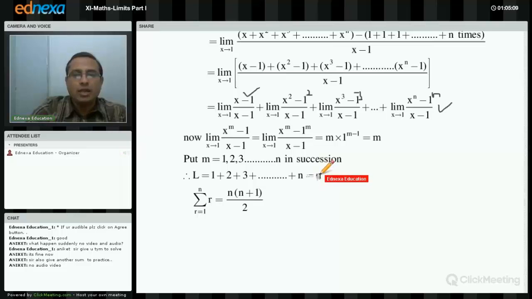Final answer should be sigma r, r goes from 1 to n, which is nothing but n into n plus 1 upon 2. Hope you have understood the solution. Now we go to the next page.